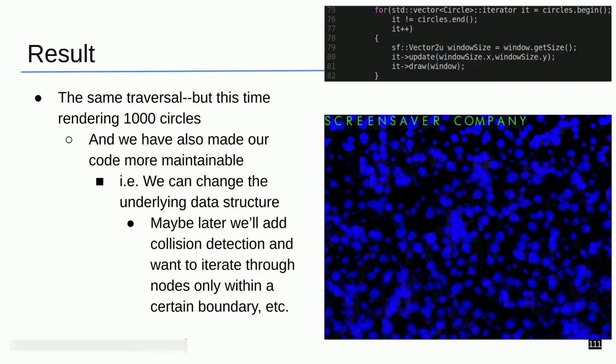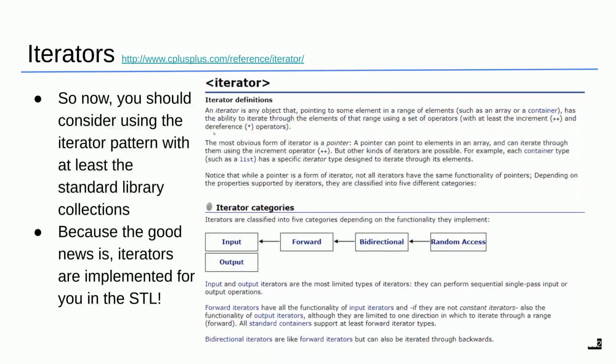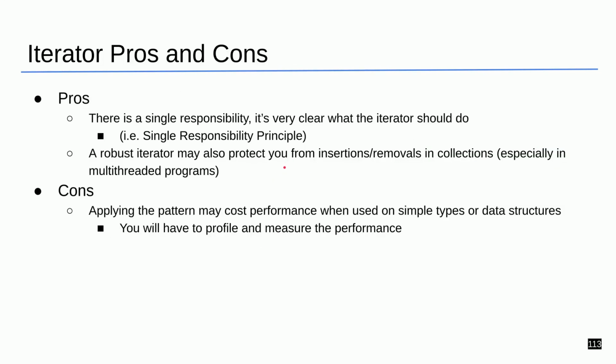Okay, so with that in mind, iterators are something you should consider everywhere when using standard template library data structures, and you get them for free. So there's no reason not to use them. Pros and cons of iterators. We like them because there's something known as a single responsibility. It's very clear what the iterator is doing. It's just moving you through the collection one element at a time. This is called the single responsibility principle. It makes it very easy to understand what the code's doing because there's only one job or one thing to understand. Iterators move through data.